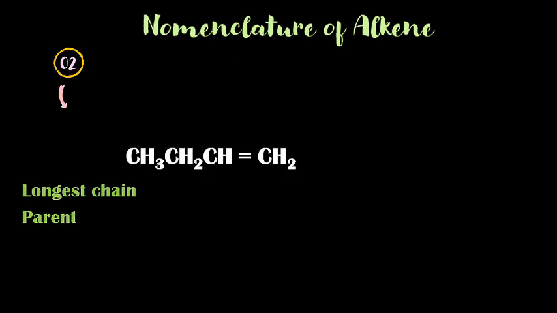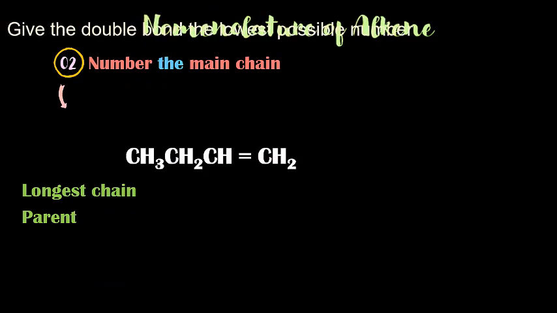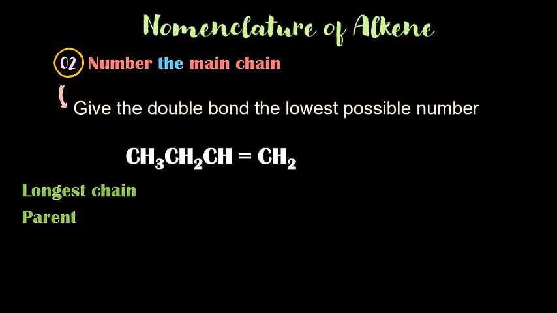Step 2. Number the main chain by giving the double bond the lowest possible number. For example, for this molecule, if we number the carbons from left to right, the position of the carbon-carbon double bond is between carbon number 3 and carbon number 4. But if we number it from right to left, the double bond is between carbon number 1 and carbon number 2. So the longest continuous chain containing the carbon-carbon double bond is numbered in a direction that gives the suffix "-ene" the lowest possible number.